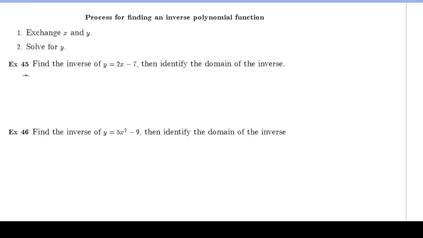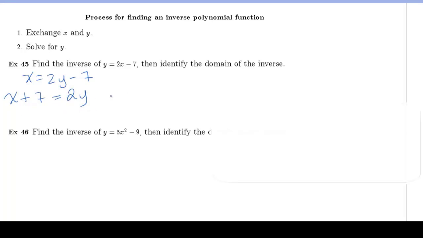So we're going to start off with x equals 2y minus 7. Again, all I did here was instead of y I wrote x, instead of x I wrote y. Now we just look at this new equation and we solve for y. So order of operations, we're going to add 7 to both sides. So we get x plus 7 equals 2y, and then we divide by 2. So we end up with our inverse function being x plus 7 over 2.